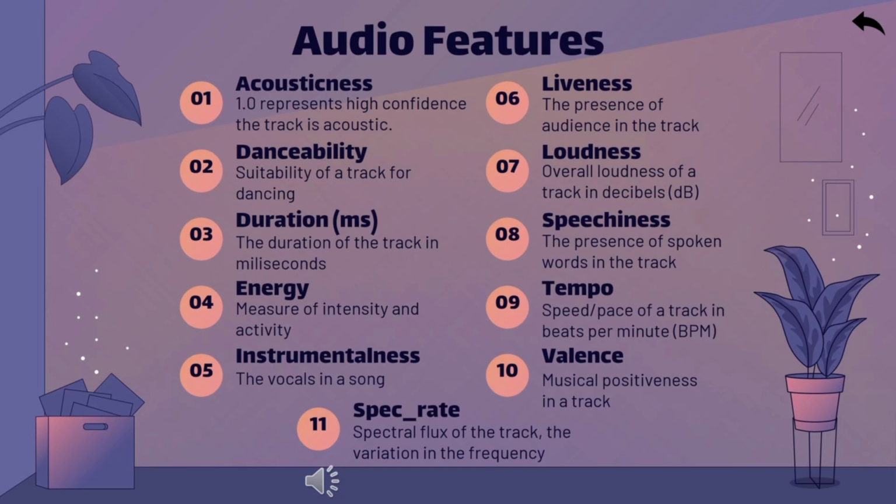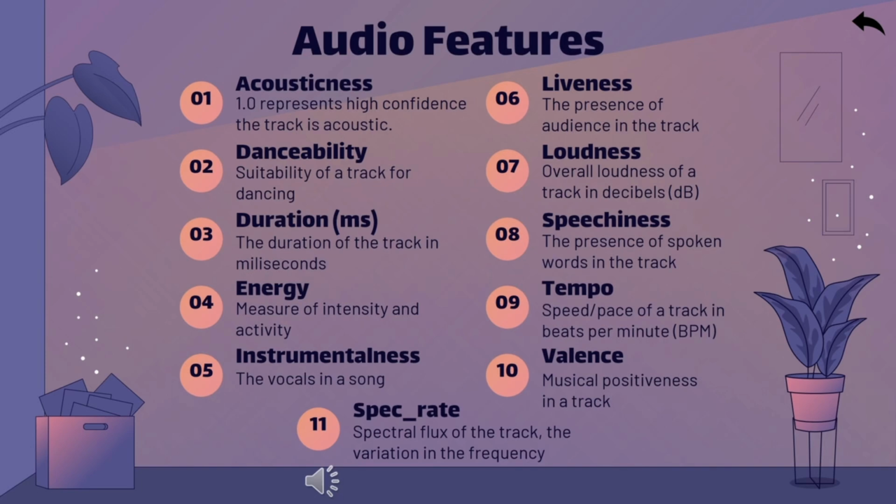Next is the instrumentalness. It is the vocals in a song. The instrumentalness value ranges from 0 to 1 as well, where the values closer to 1 are most likely to have no vocal contents, meaning that there are little to no lyrics in the song.